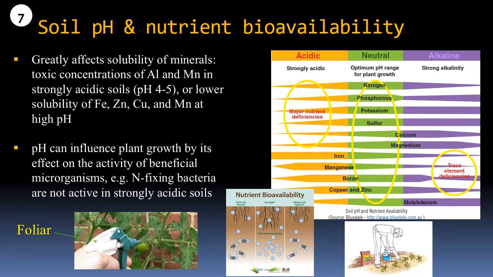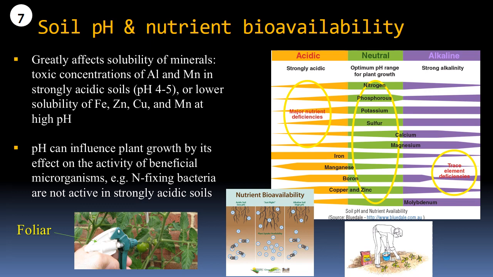The concept of soil pH is very important for nutrient bioavailability. Why? Because depending on the pH, we can say that the nutrient can be bioavailable or not. Bioavailable means easily released to the plant and therefore can be absorbed.